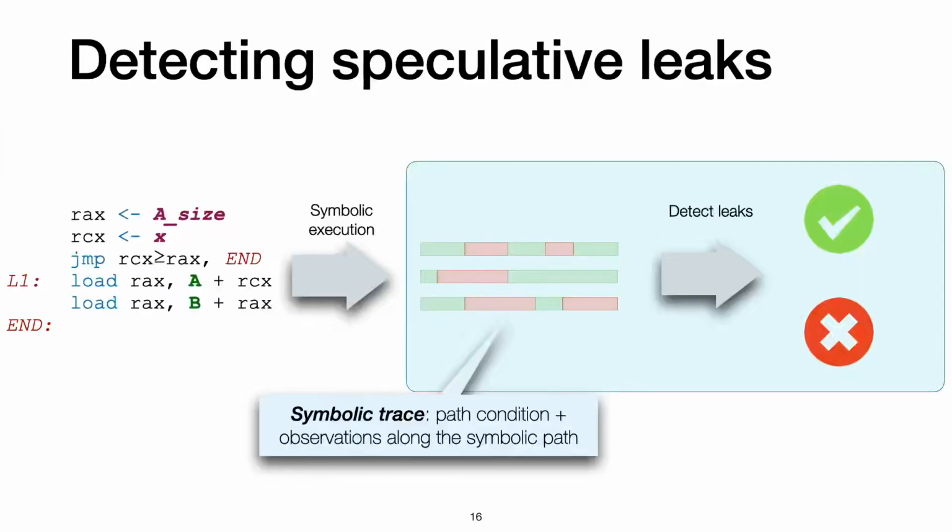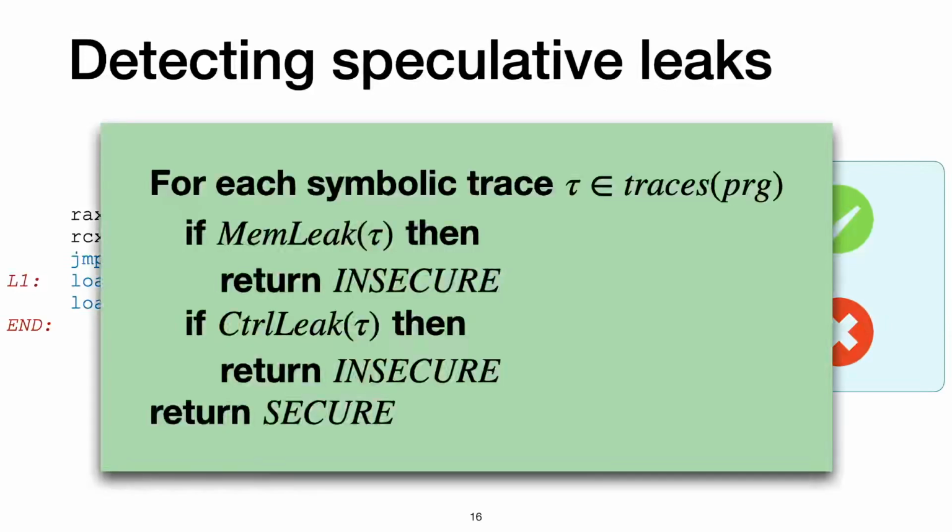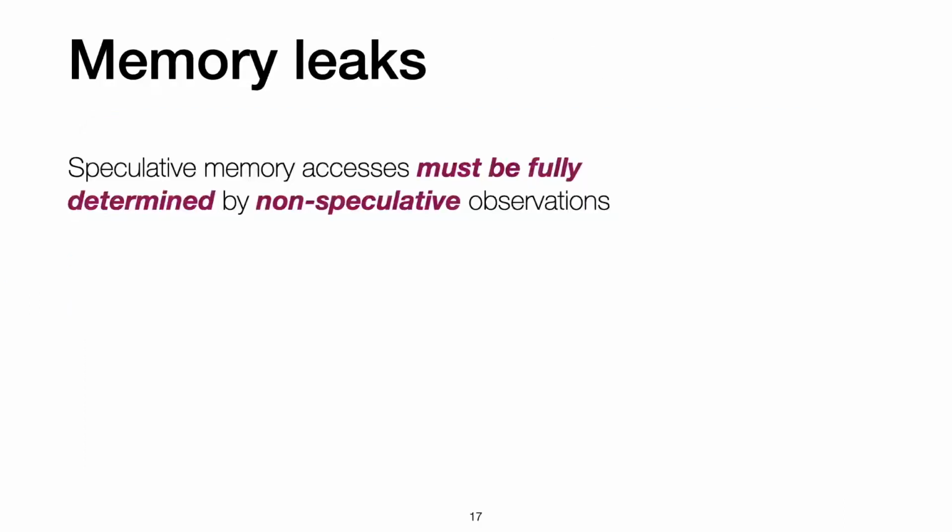Next, we analyze the symbolic traces to detect possible leaks. Concretely, we analyze each symbolic trace. If we detect leaks caused by memory or control flow operations, we flag the program as insecure, and otherwise we flag the program as secure. In the following, I will give you some insights about how we detect leaks caused by memory operations. To be secure, a memory access executed speculatively must be fully determined by information disclosed from non-speculative observations.